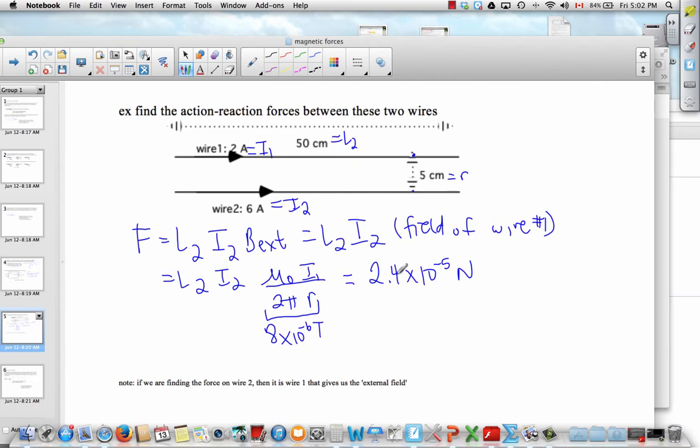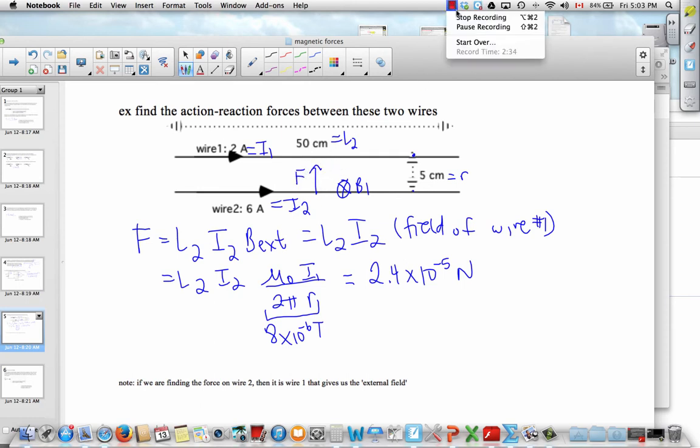Now, in terms of direction, we grab wire 1 with the fingers of our right hand to find the direction of the field. With your thumb pointing to the right, your fingers curl and go into the page down here. So this is the direction of the field of wire 1, using the magnetic field right-hand rule. For the magnetic force right-hand rule, you point your finger in the direction of I2, to the right, your middle finger in the direction of B1, into the page, and you should see your force thumb pointing directly upwards. So parallel currents actually attract.